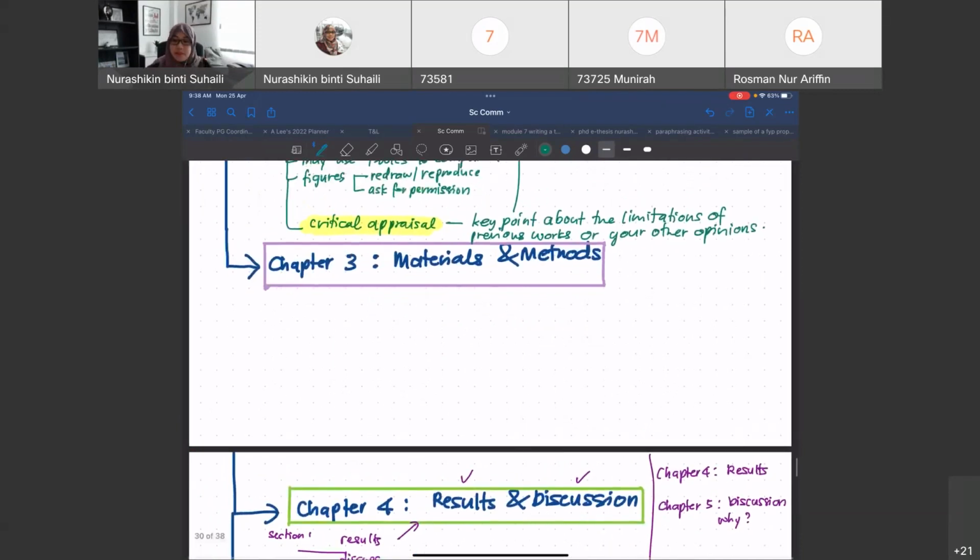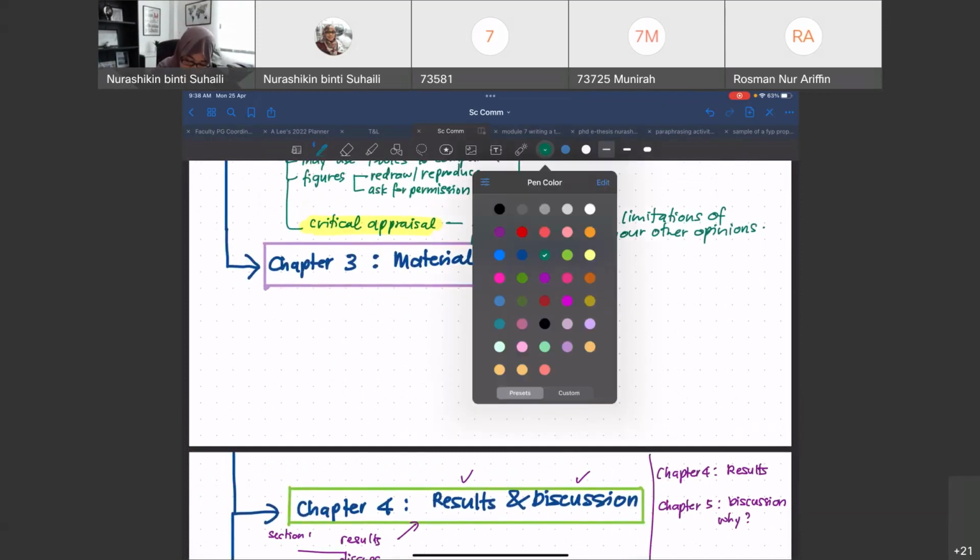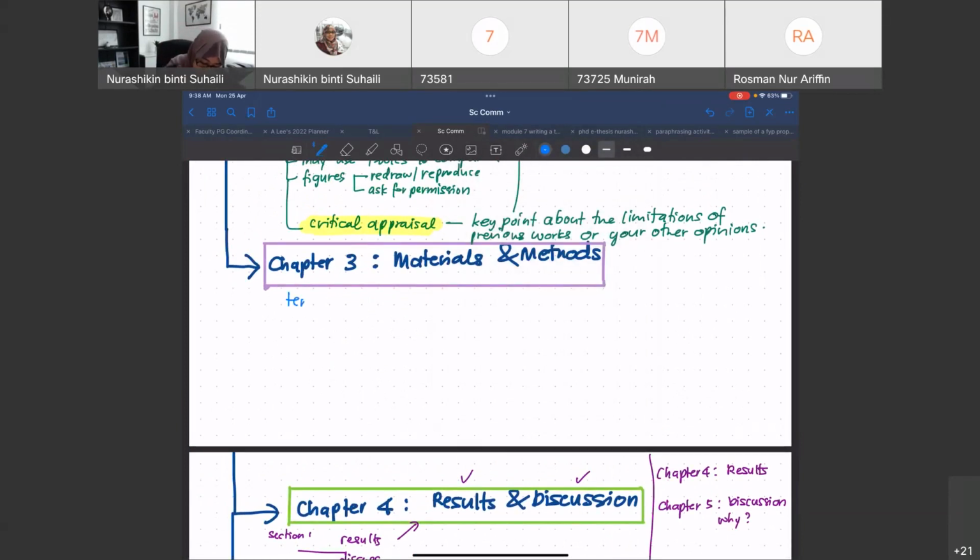Okay, materials and methods. I'll just continue. As I said just now, the difference between this section and the proposal is the tense. It must be past tense. Some people will just copy from the proposal, so you should change it to past tense. Maybe the things are the same, but you just change the tense. It's easy. It should be like this. Let me give an example from the thesis.